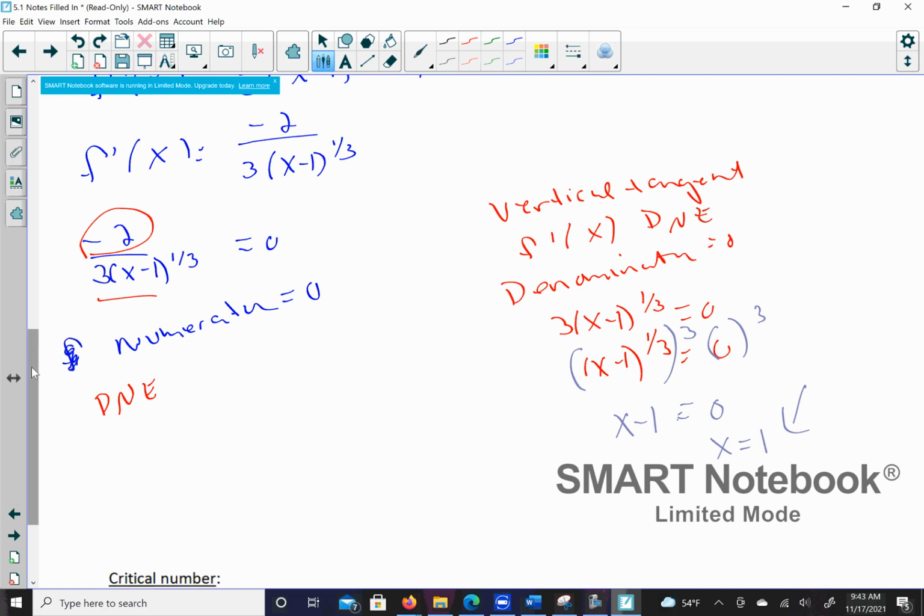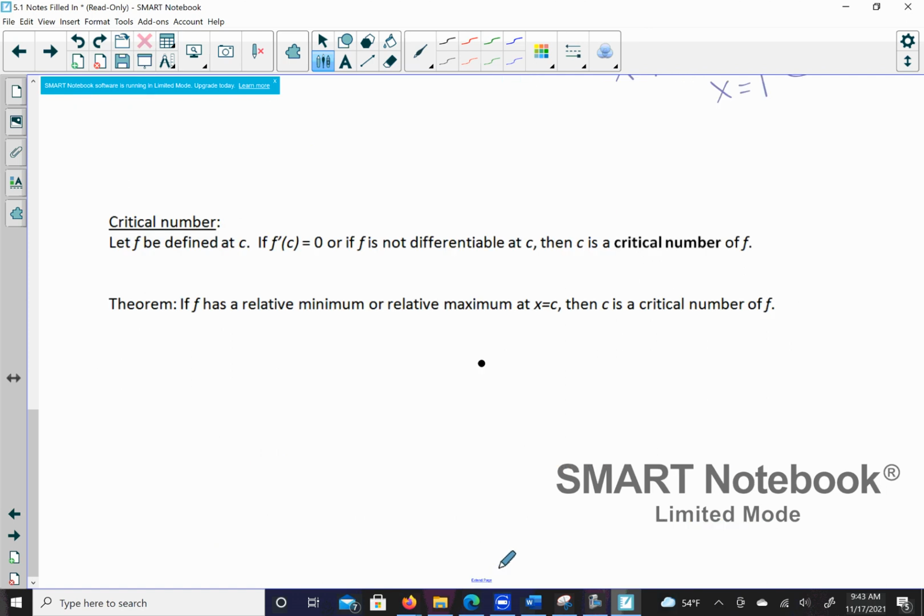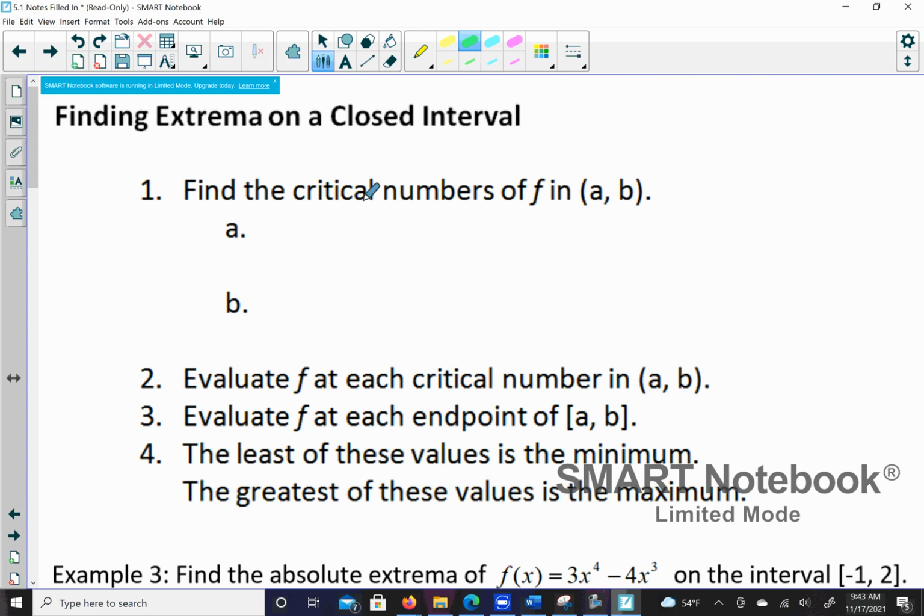So now we're actually officially defining critical numbers. A critical number is when your derivative is equal to 0, or when your derivative does not exist. That makes it a critical number. And if you have a relative min or a relative max at c, that means c is a critical number too. That's the only place critical numbers can take place: at a relative max, a relative min, when your derivative is equal to 0, or when your derivative is undefined. So let's talk about this in great length.